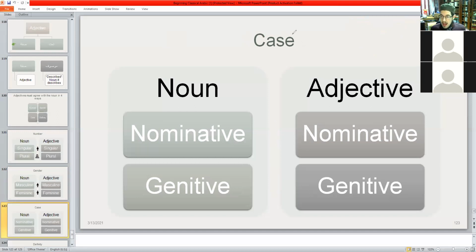The sifa and mawsuf have to agree in grammatical case. We've only listed two here, but this rule applies to all of the cases. If the noun is in the nominative case, if the noun is marfu', then the adjective also has to be marfu'. If the noun is majroor, or in the genitive case, then the adjective describing it also has to be majroor, in the genitive case.